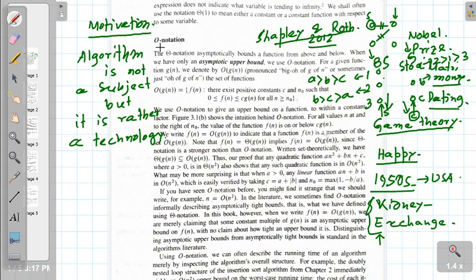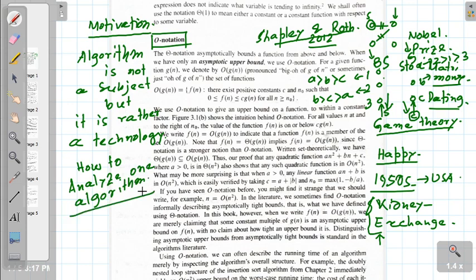Now we have to study asymptotic notation. The first thing we have to study is the problem of how to analyze one algorithm. If you are studying one algorithm, or you have designed one algorithm, then how can you analyze it? So listen carefully.